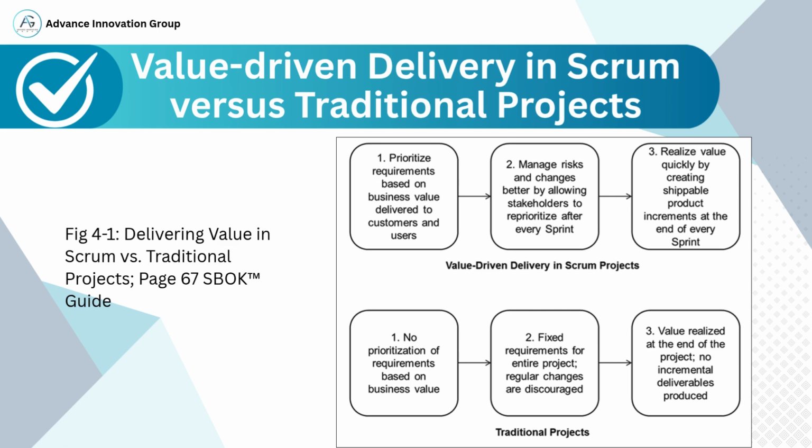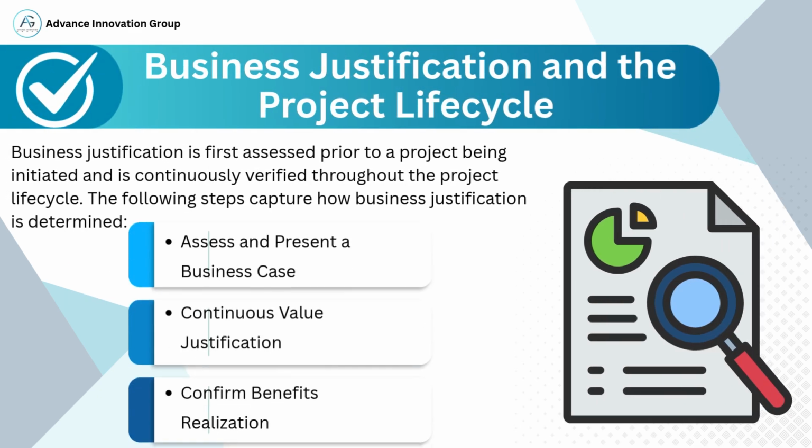This contrast highlights why Scrum is more flexible and value-focused, especially in dynamic environments. In Scrum, business justification is not a one-time activity. It begins before project initiation and continues throughout the project lifecycle. This ensures that the project always aligns with delivering maximum value. Here are the 3 key steps for determining business justification.